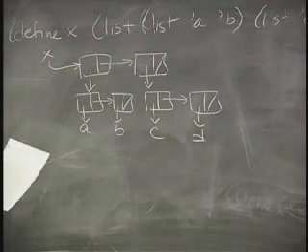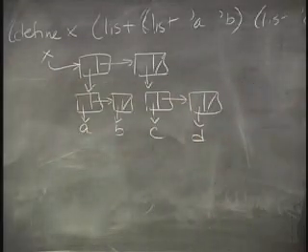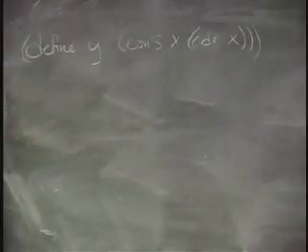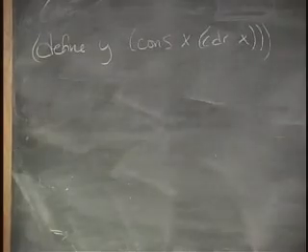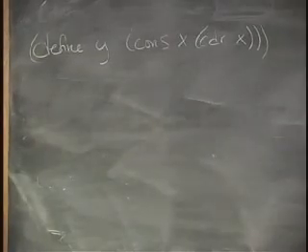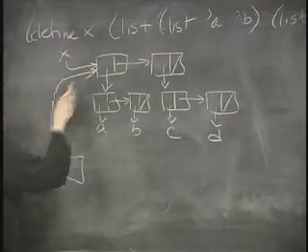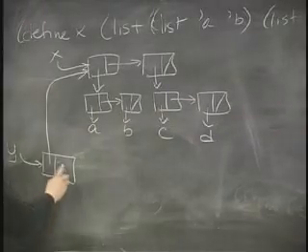So now, let's define Y to be, let me write it over here so I keep a clean area for my box and pointer diagrams. Y is going to be the result of consing X to the cdr of X. Okay. What is X? This. So Y is going to be a cons cell with the car pointing to X. And with the cdr pointing to the cdr of X.